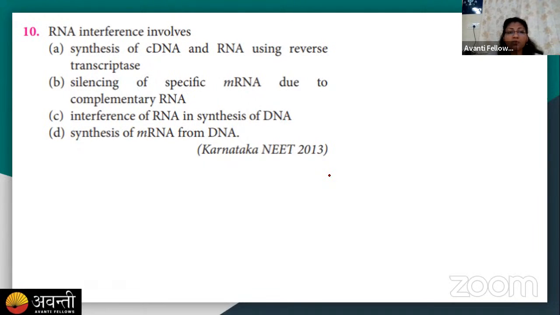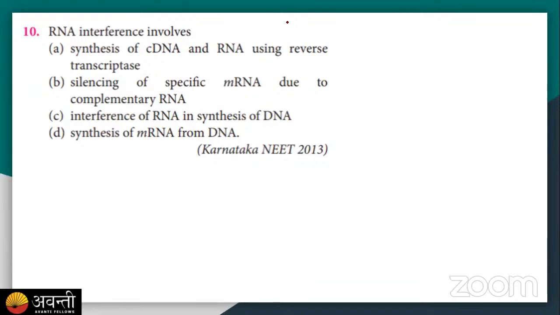RNA interference involves A, synthesis of cDNA and RNA using reverse transcriptase. B, silencing of specific mRNA due to the complementary RNA. C, interference of RNA in synthesis of DNA. And D says synthesis of mRNA from DNA.